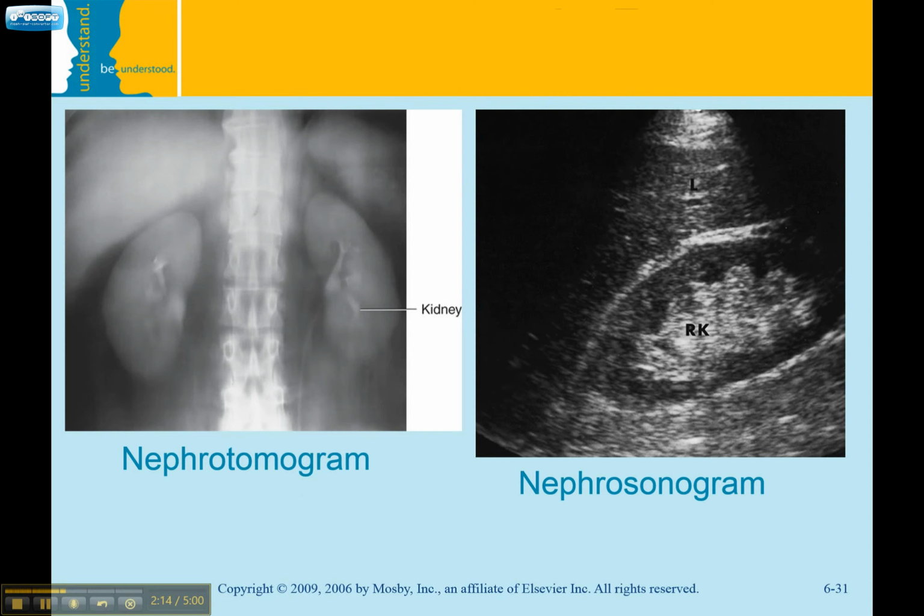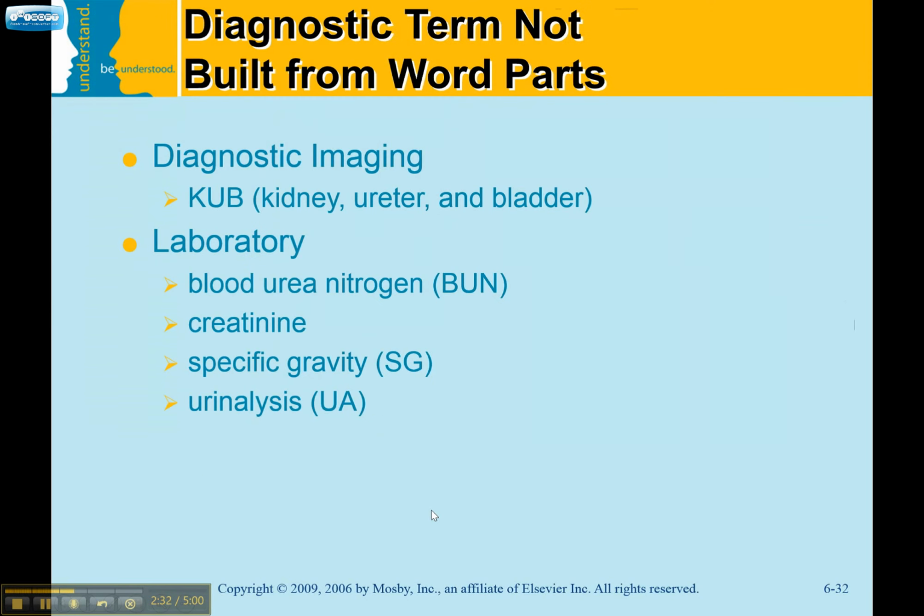A nephrotomogram, excuse me. Look how clear you can see the kidneys here. You can see the kidney. You can actually see the ureter that's coming from here. This is a sonogram or an ultrasound of the kidney itself. Again, in our diagnostic images, we have laboratory findings that we can use to diagnose those malfunctions in the kidney.